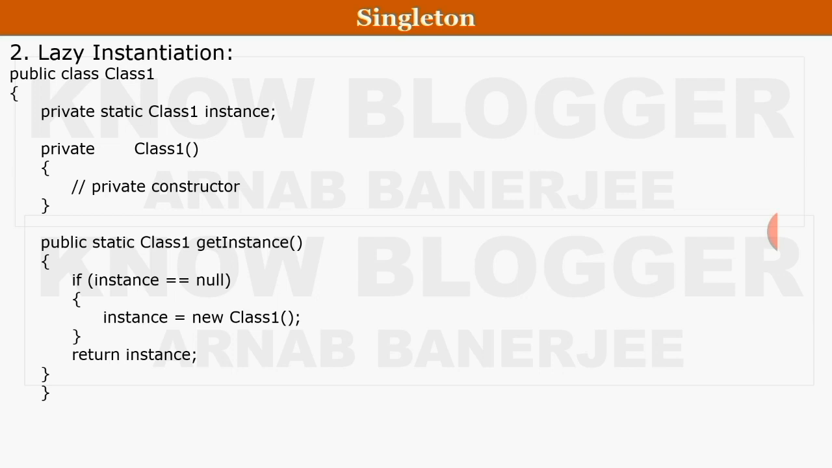Now the thing is this, we are seeing the instance is not assigned directly under the class 1. It is written in the getInstance method, and that is why when the class 1 is called, the instance will not be generated. It is only generated on requirement. When the getInstance method is called, then only the instance will be created.